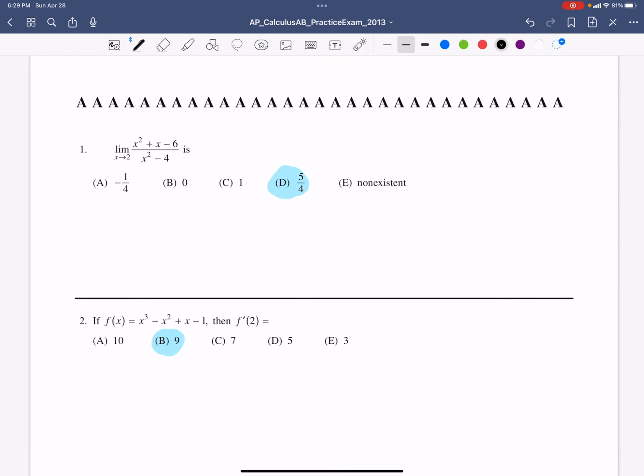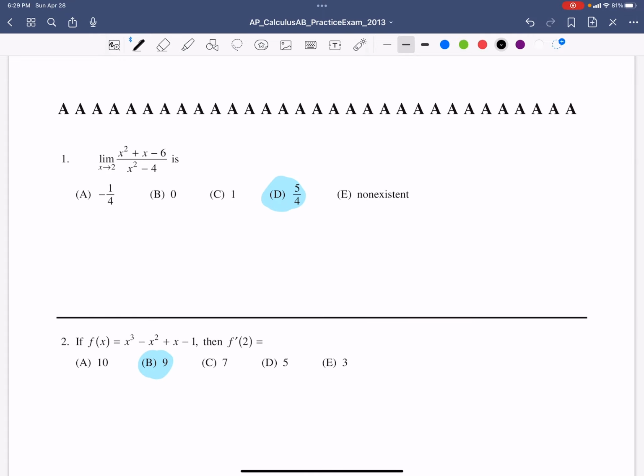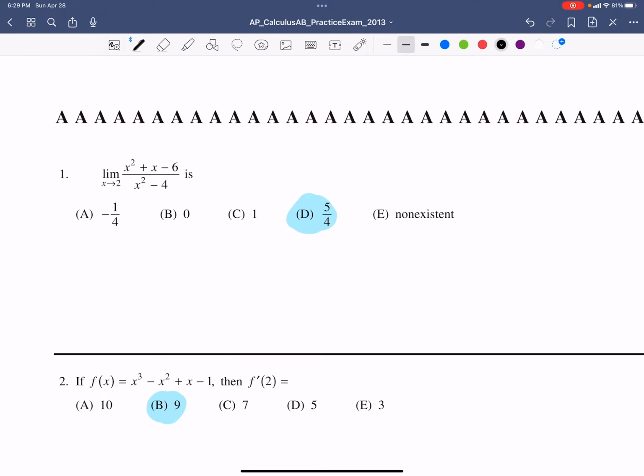Alright, question 1. We're going to do this limit question. It says the limit as x approaches 2 of this function is blank. So how do we get this answer 5/4? First of all, whenever you have a limit, you're trying to figure out what happens when you plug in x. So you're going to have 2 squared plus 2 minus 6 over 2 squared minus 4. 2 squared is 4, plus 2 minus 6, over 4 minus 4. You simplify, you get 0 over 0. That's called indeterminate form.